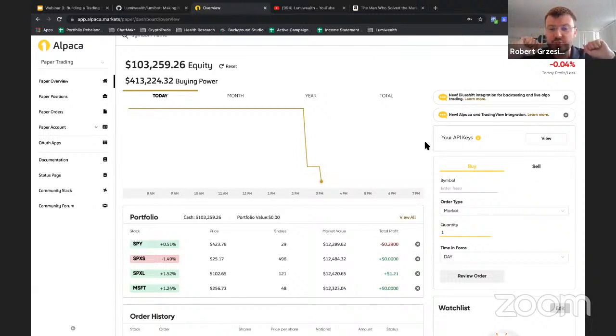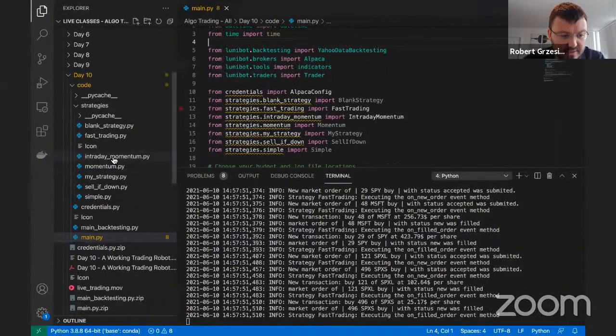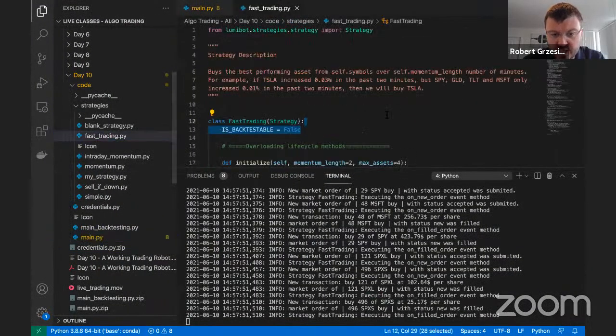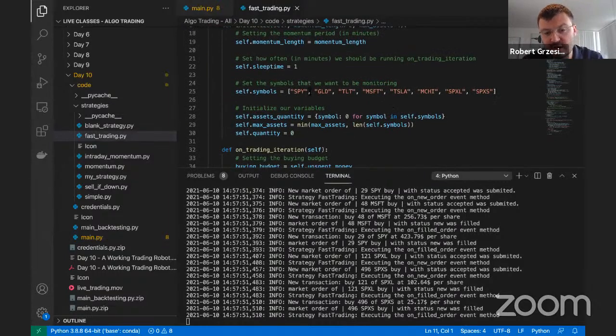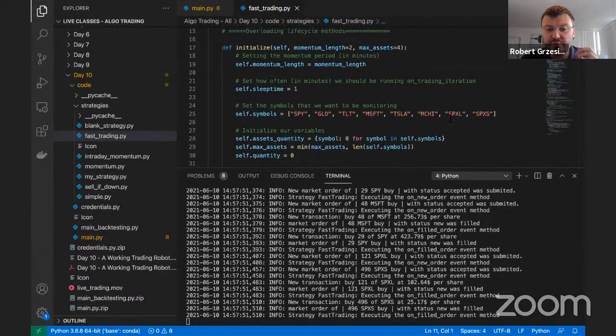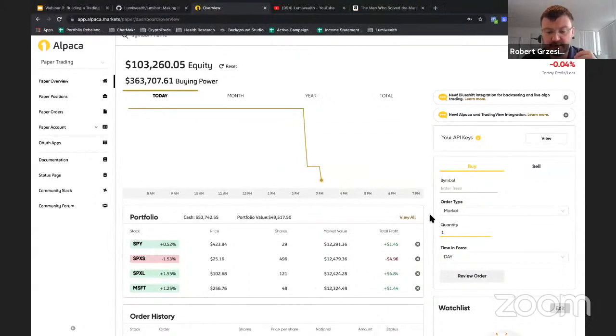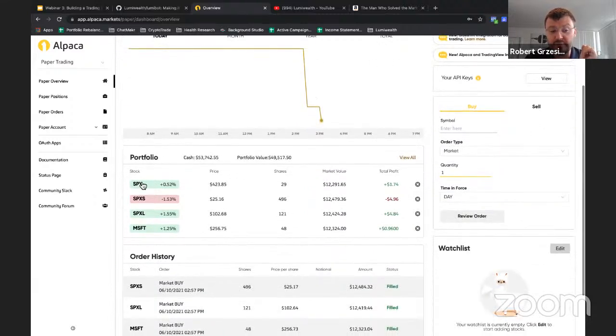So what this strategy does is monitor, and we need to keep track of this. I'm going to open fast trading. It monitors these stocks, and you could change these symbols to be whatever you want: SPY, Gold, TLT, Microsoft, Tesla, MCHI, SPXL, and SPXS. These are a bunch of different symbols. It holds on to four of them at a time, as you can see here. While I'm talking, you can watch these swap out. You'll watch the algorithm actually working. My hands are free.